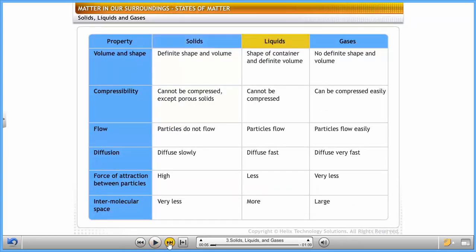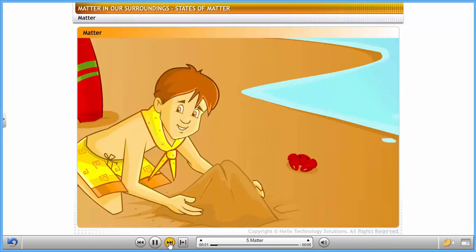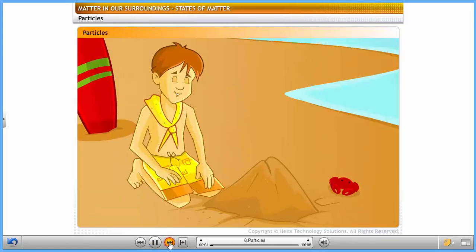This is how this lesson goes on. Anytime you may pause, play, move forward, move backward.